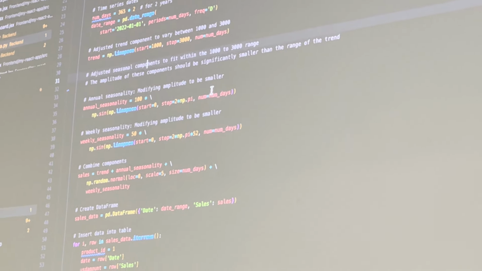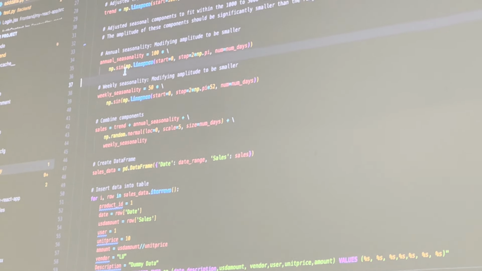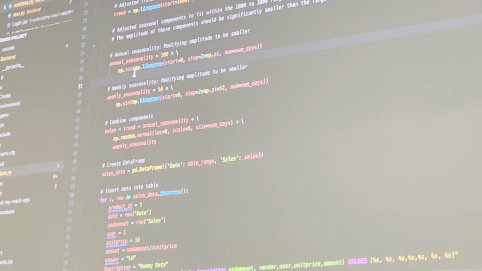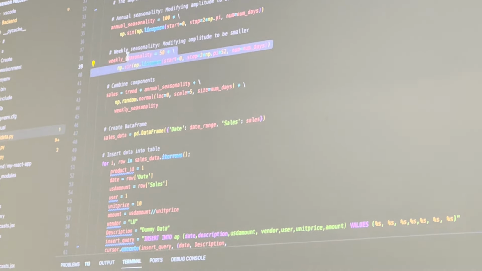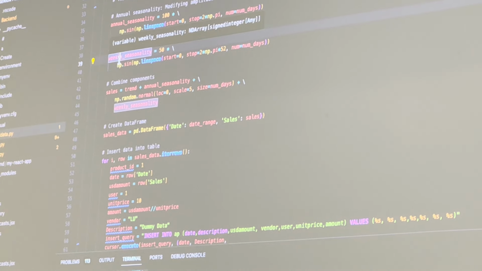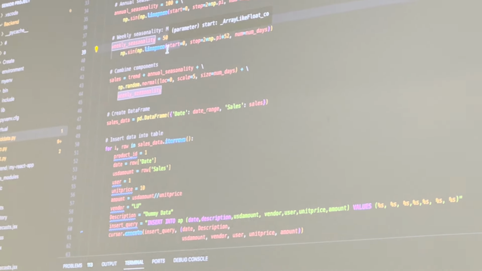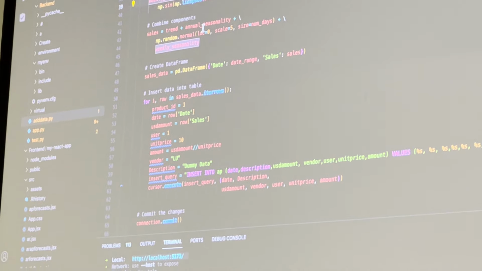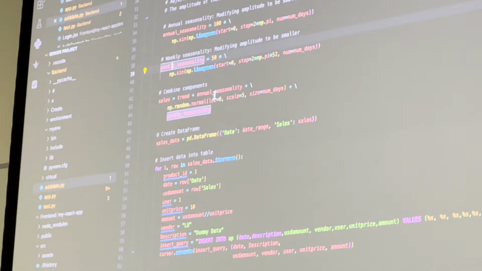And you can see for annual seasonality, I'm putting a sine function into the linspace so that I have some seasonality. The same thing goes for the weekly seasonality, which is a little bit lower than the annual seasonality in terms of how it's creating the dummy data. Then I am adding some random term to each of the numbers so that the data that I am creating is completely random.